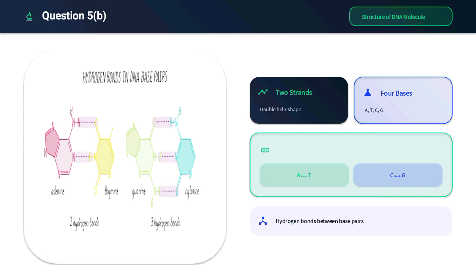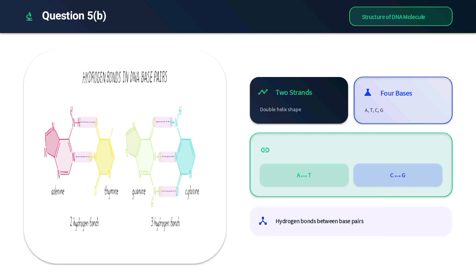Part B asks us to describe the structure of a DNA molecule. This is a fundamental concept in biology. DNA has two strands or chains wound together in a double helix shape. Imagine a twisted ladder. The DNA molecule contains four types of nitrogenous bases: adenine, thymine, cytosine, and guanine, often written as A, T, C, and G.